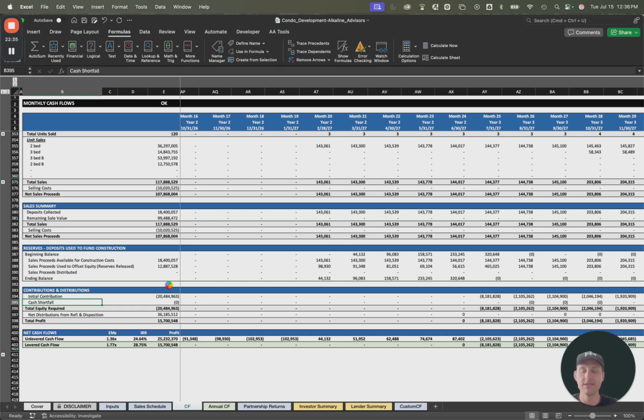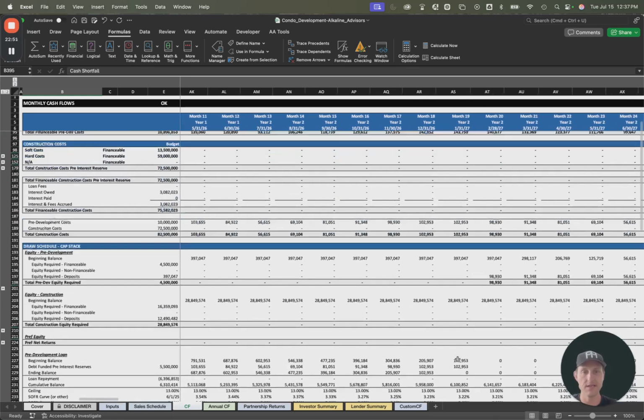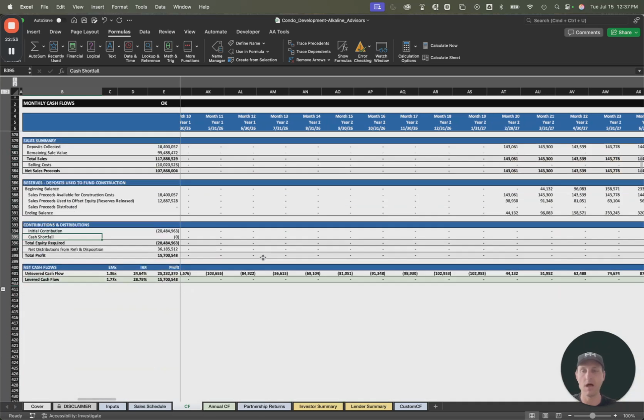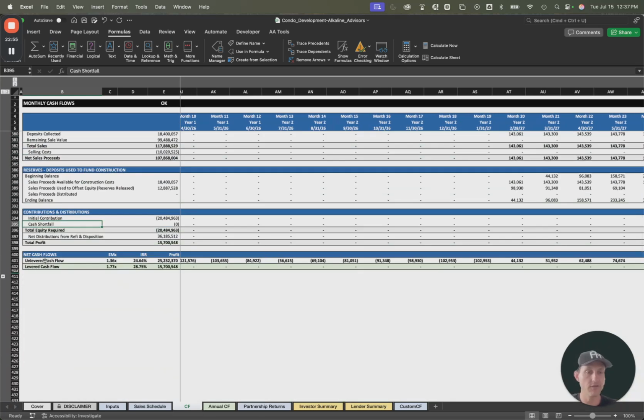And then in terms of distributions, we are doing it based off of refi and disposition. Disposition being the sale of the units, refi being if we're able to take any cash out for the inventory loan to pay off the construction loan. And then all of the funds in here flow through to the bottom line. Unlevered cash flow is our bottom line, not inclusive of debt, and levered cash flow is including debt.